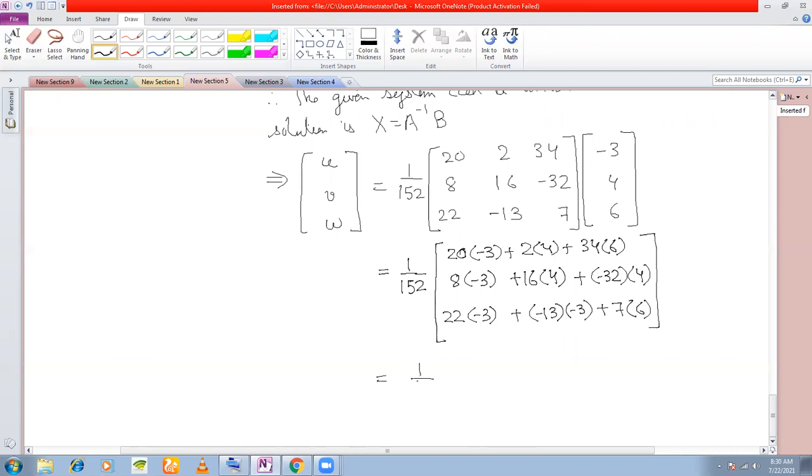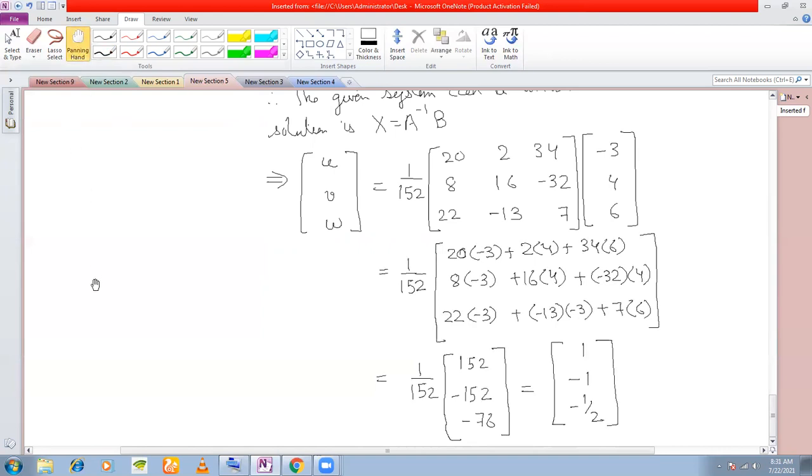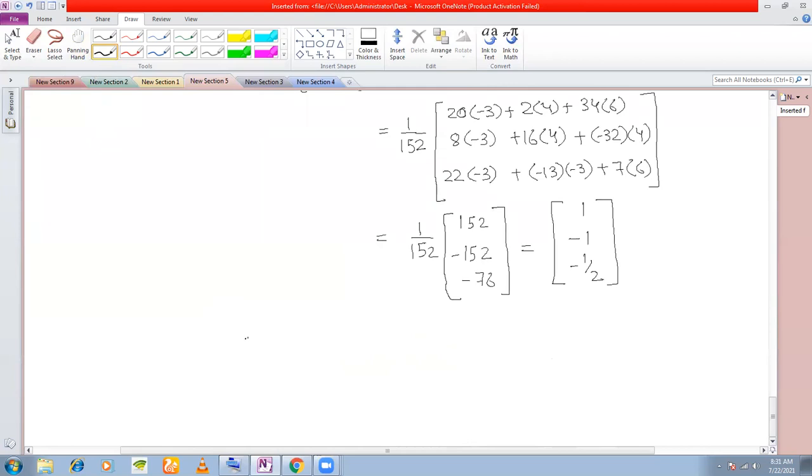So you get this as 1 by 152 times. You simplify this, you will get 152 here. You'll get minus 152 here. And you'll get minus 76 here. So now if you multiply everything with 1 by 152, you'll get this as 1, this as minus 1, and this as minus half. Therefore, u is equal to 1, v is equal to minus 1, and w is equal to minus 1/2.